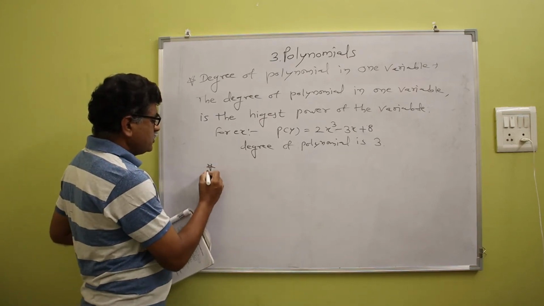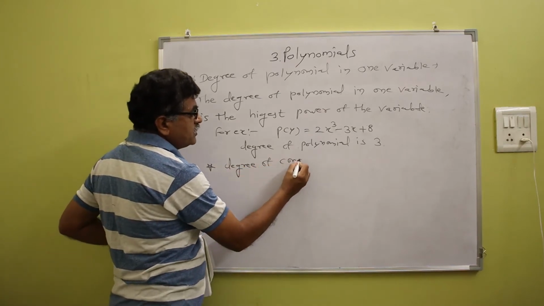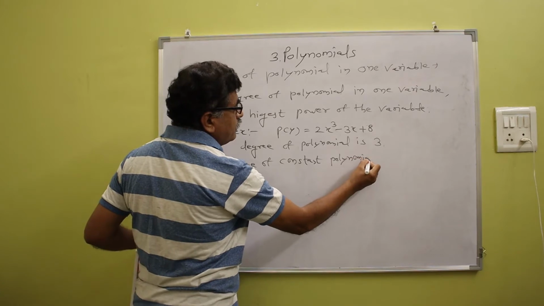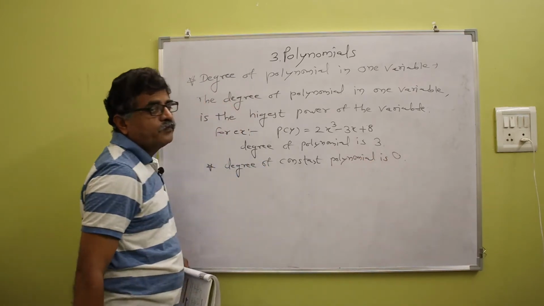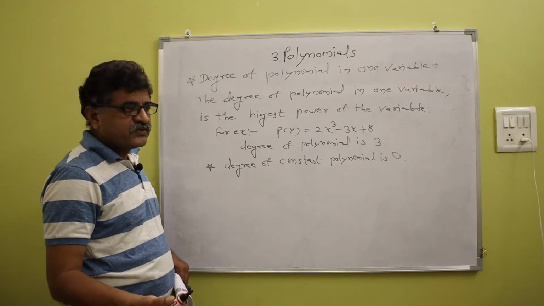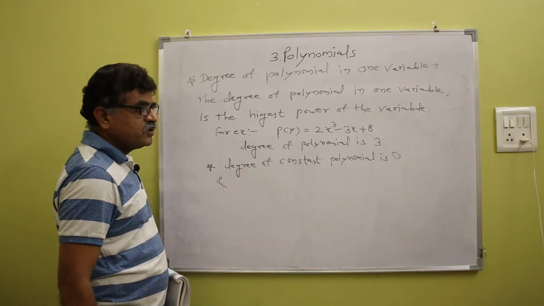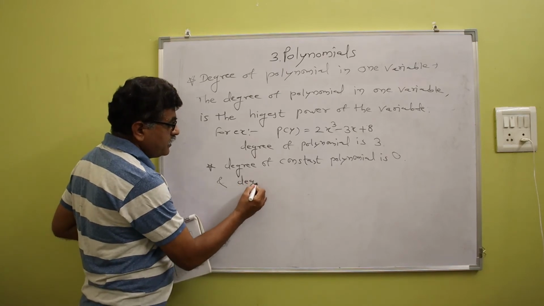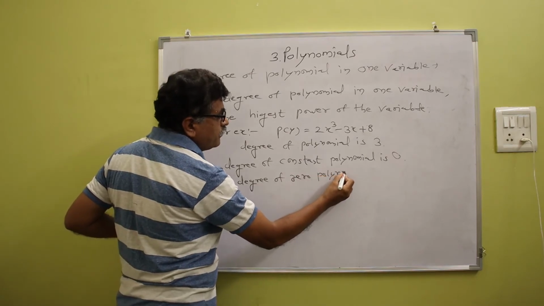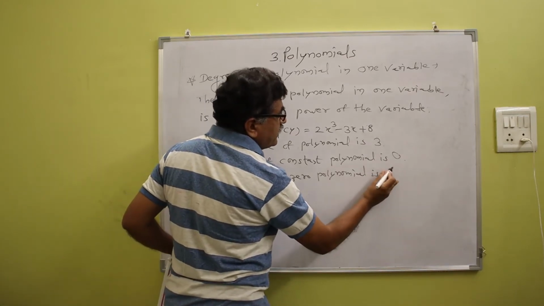Now the degree of a constant polynomial is 0. For any constant polynomial, that is, the degree of 2 is 0, the degree of minus 5 is 0. That is, the degree of a constant polynomial is 0, and the degree of the zero polynomial is not defined.